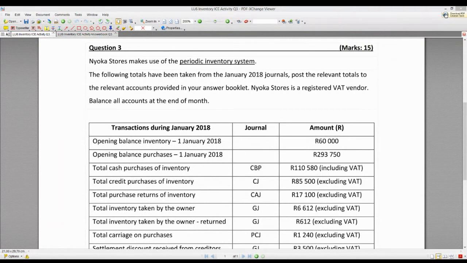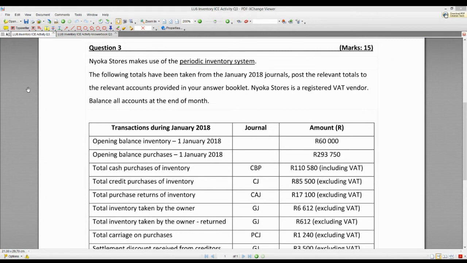Okay, so based on the question, this was question 3. It was 15 marks, so this question should take you 15 minutes in an exam or in a test to perform. Within 15 minutes, you should actually have finished this question. Now, a lot of students actually performed very poorly in this question because they did not know the main difference between the perpetual inventory system and the periodic one.